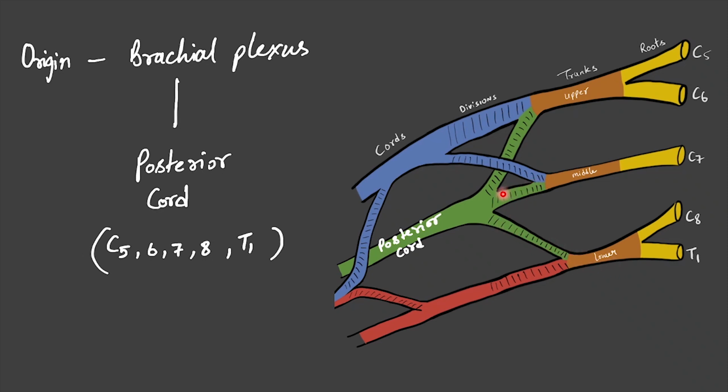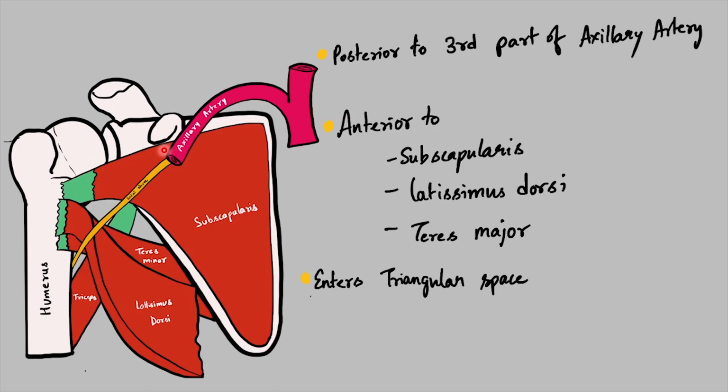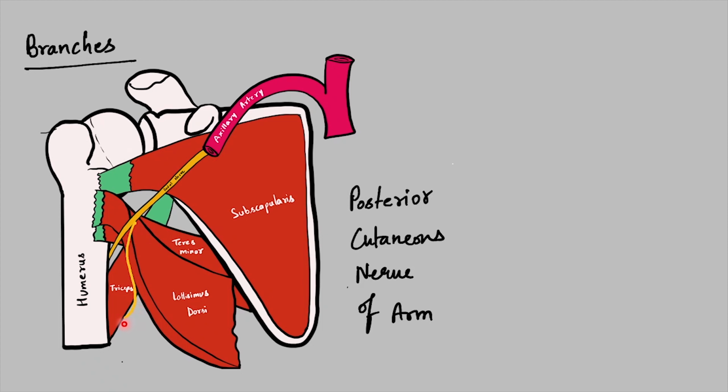The posterior divisions of all these three trunks combine to form the posterior cord of the brachial plexus, which continues as the radial nerve. This continuation of the radial nerve lies posterior to the third part of the axillary artery. The radial nerve lies anterior to the subscapularis muscle, latissimus dorsi, and teres major and minor muscles in the upper part of the axilla. It enters the posterior compartment of the arm through the triangular space or triangular interval. The only branch given in this region by the radial nerve is the posterior cutaneous nerve of arm.